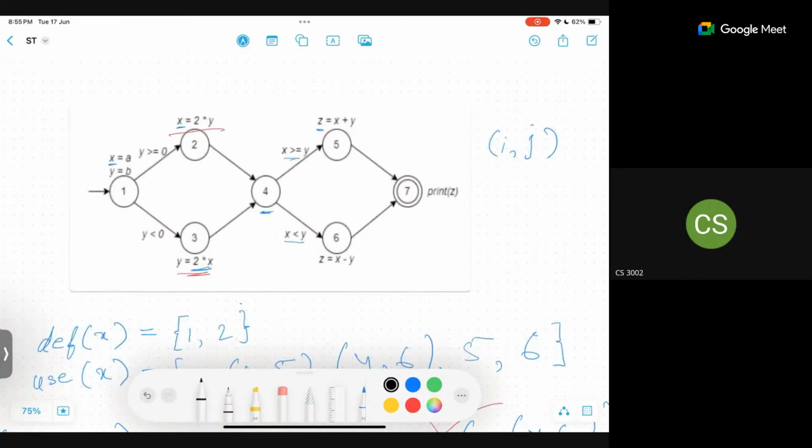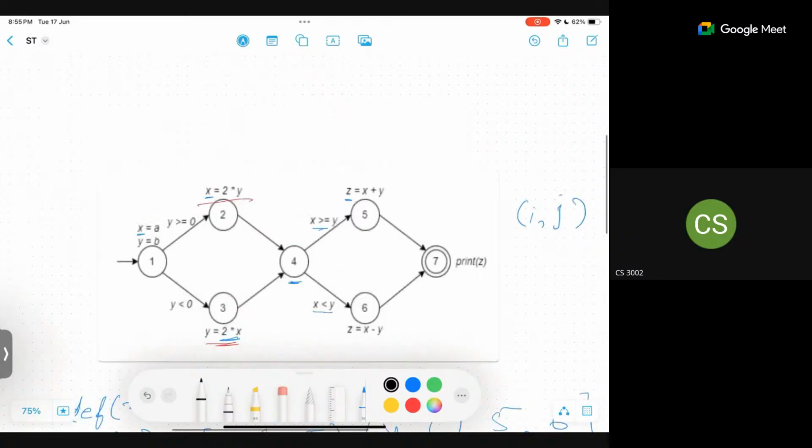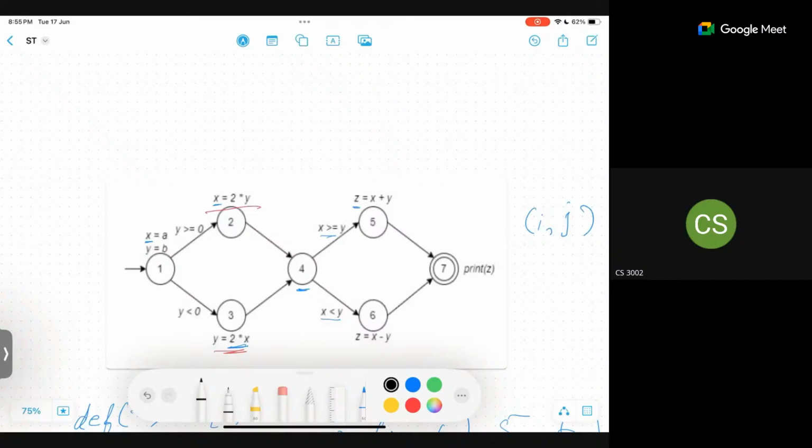So for example, for x, how many definitions does x have? x has definitions at 1 and 2, right? Two definitions. So what all defs says is I have to exercise the definition at 1, and I also have to exercise the definition at 2. So I should have a test path such that I use the definition at 1 somehow, and I use the definition at 2. That is what all defs says.